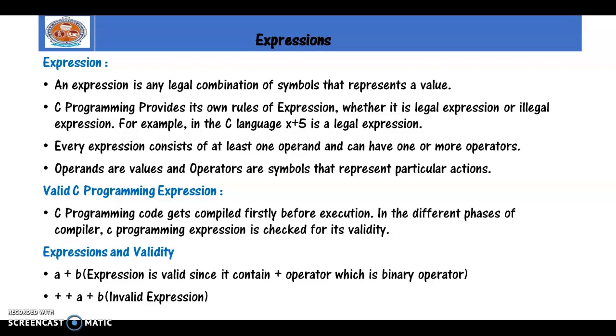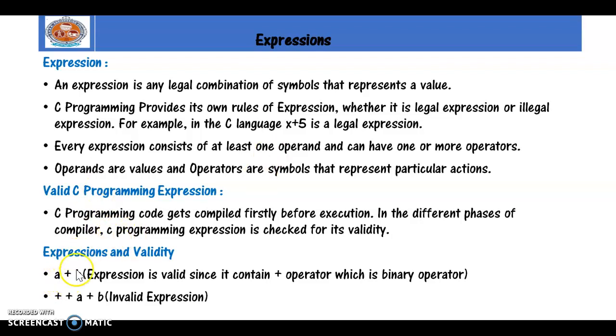While we write expressions in C language, it will follow its own rules. In C language, suppose we take x plus 5, even this is a valid expression, because we said that the operands may be alphabets or numeric values. While writing an expression, it must contain at least one operand, and can have one or more operators. Then let us see valid C expressions.